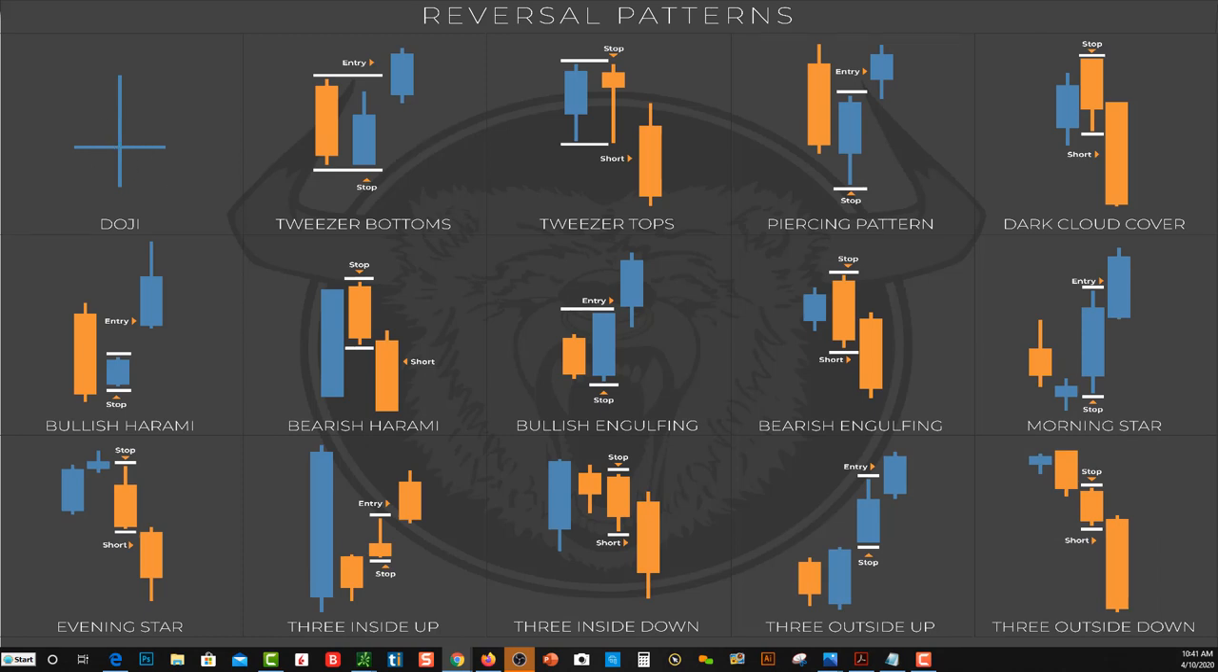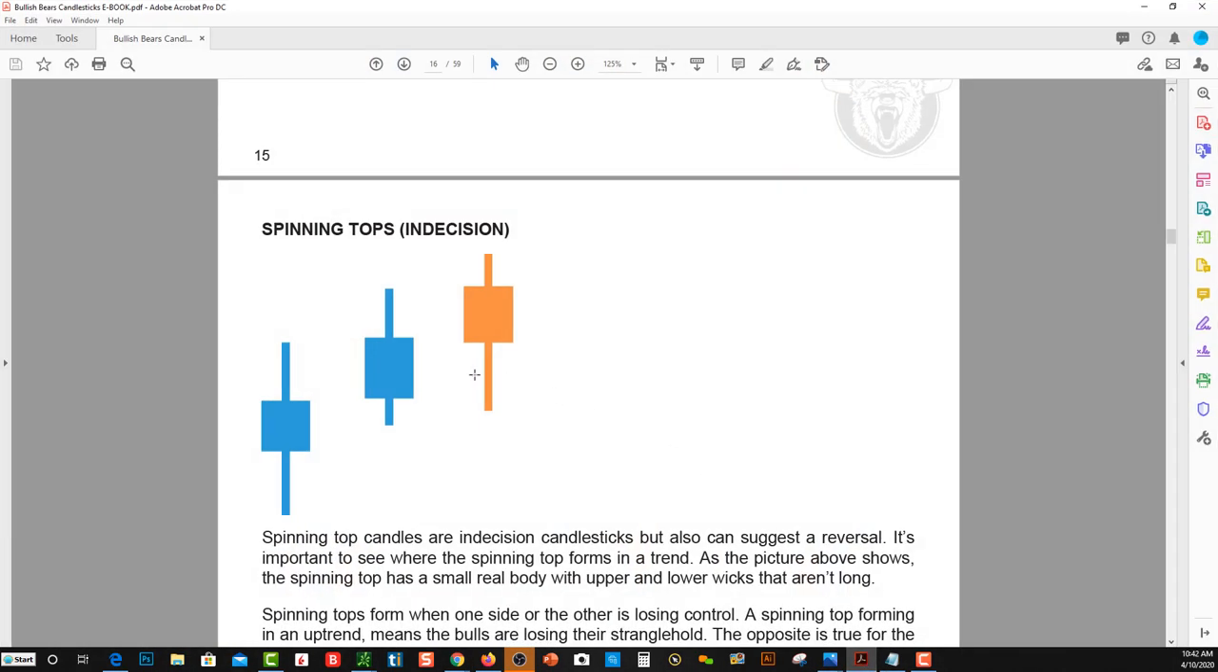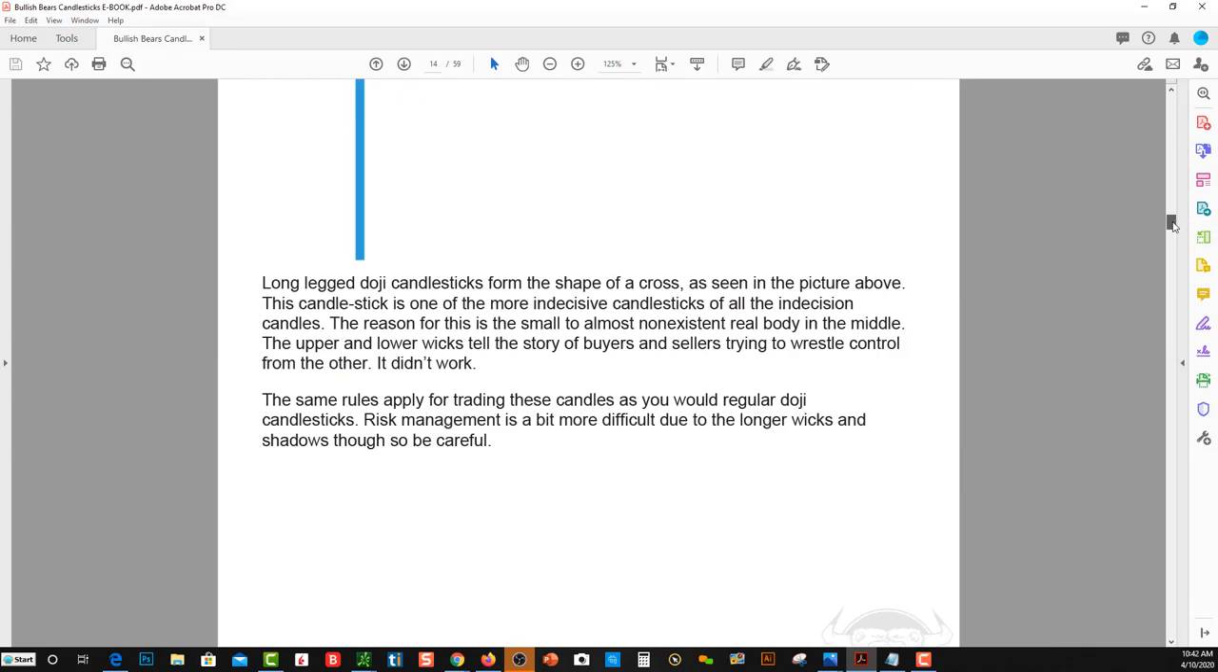Kind of looks like a cross or a plus sign. But dojis, again, they have a small, very tiny real body. And then when you go into spinning tops, they have a bigger real body. Similar concept as a doji, but they have a bigger real body. And then you'll see other things. I'm not going to go through the whole ebook, but you'll see.